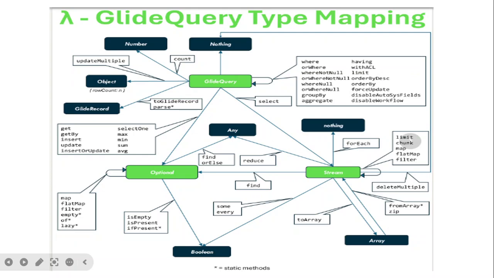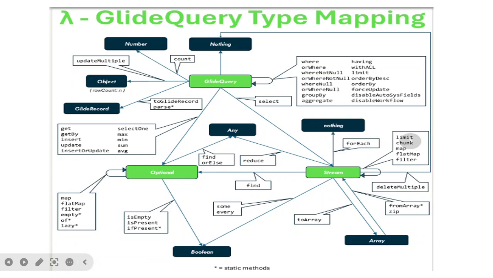And the next one is like find, ifElse. We can use an if statement, ifElse, like that in this. And we have optional methods like map, flatMap, filter, empty, of, lazy. And we have isEmpty, isPresent, ifPresent. And we have some, every, toArray. And we have reduce also. And also we have a loop kind of thing, like forEach. And limit, chunk, map. These are the streaming objects.